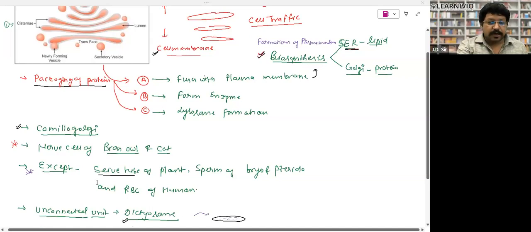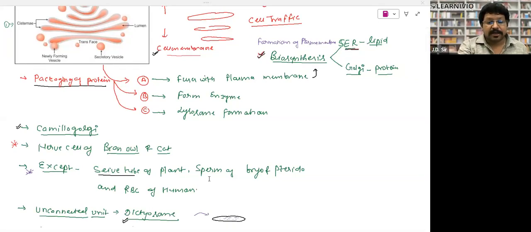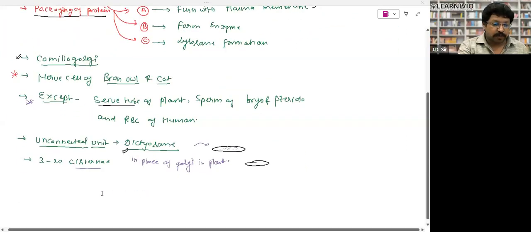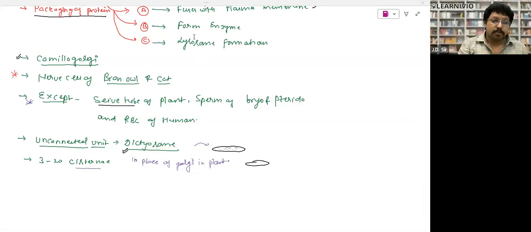They are not found in the sieve tube of plants, sperm of pteridophytes, and RBC of humans. So basically, in some books, some notes, and some videos, it is said that Golgi complex is not found in plants. That is wrong.